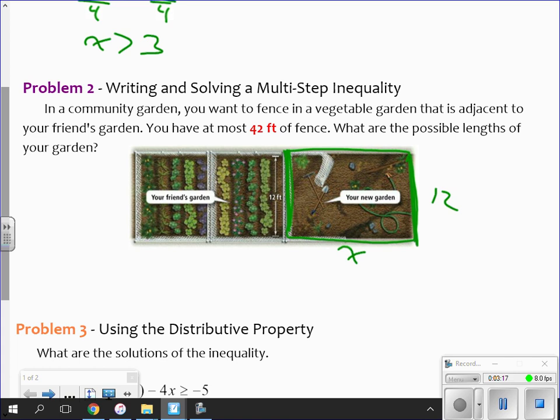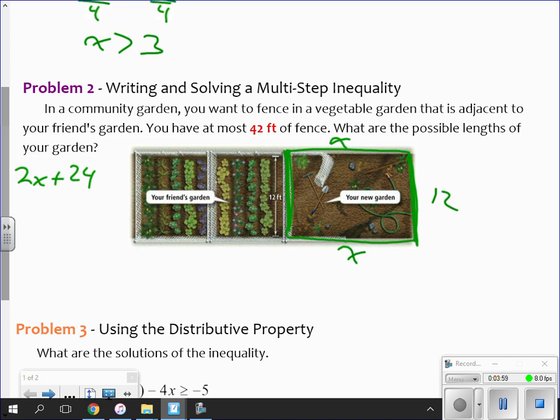So this is where we set up our problem from. If I do my perimeter, I've got 12 feet, and I've got 12 feet, and I've got x feet, and I've got x feet. So I have 2 times x, because I have 1 here and 1 here. And then I've got 12 feet and 12 feet, which gives me how many feet? 12 plus 12 is 24.